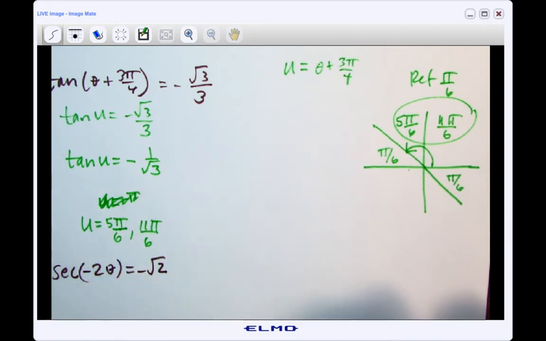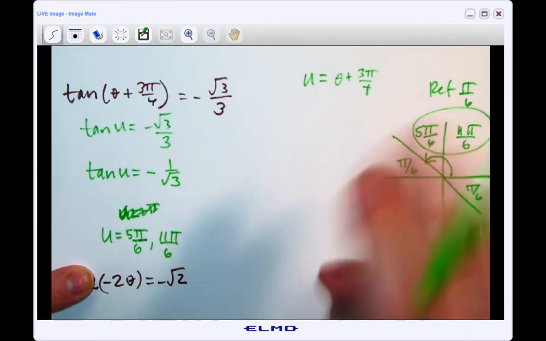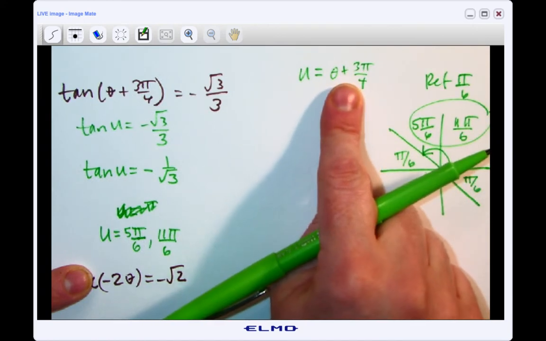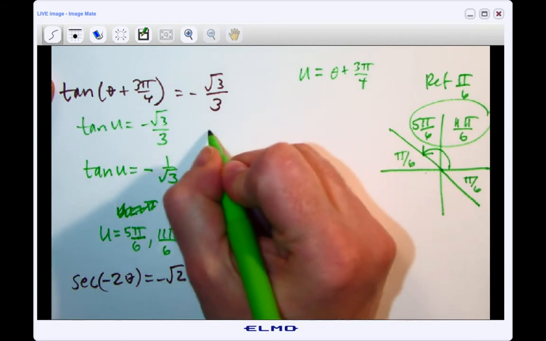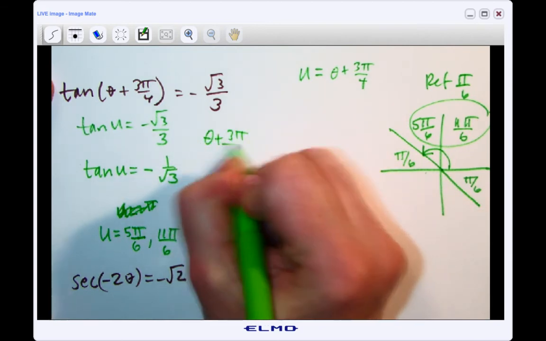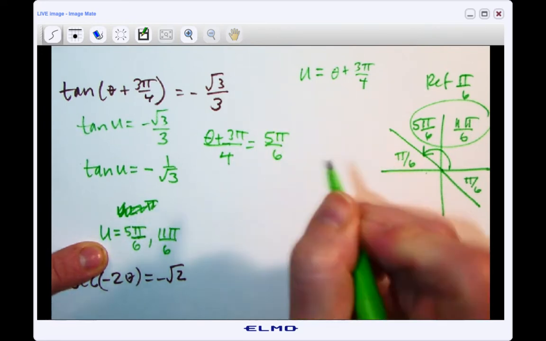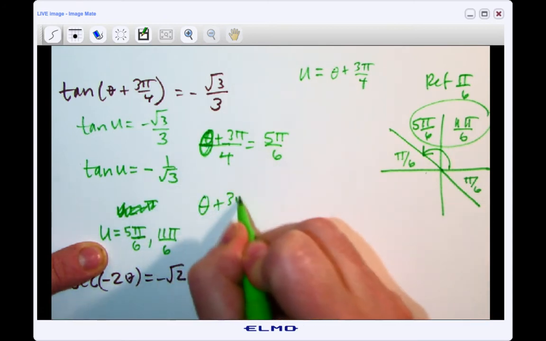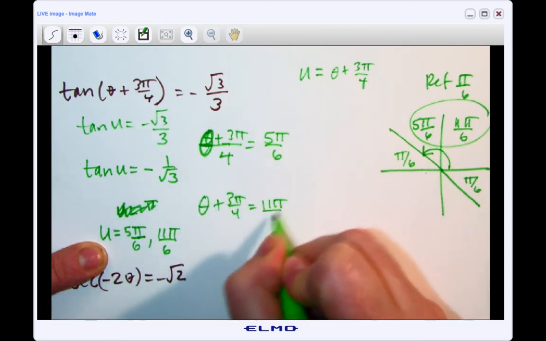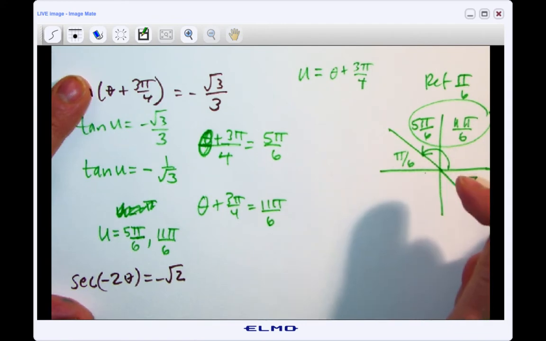All right, but once again, u is not what I'm looking for. I'm actually looking for theta. So if this is what u is equal to, then theta plus 3 pi over 4, using my transitive property, has to be equal to 5 pi over 6, and theta plus 3 pi over 4 has to be equal to 11 pi over 6. So in order to find these two angles, I'm going to just solve these two little equations.